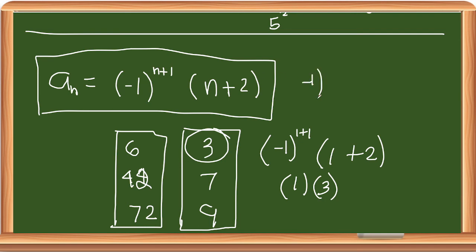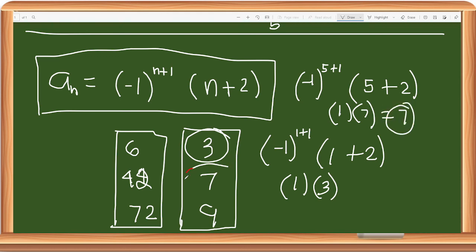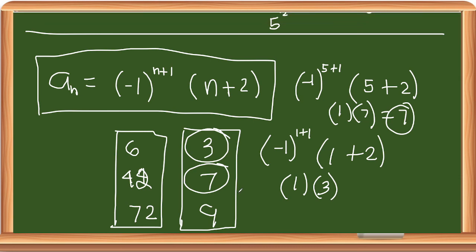Okay. Now for the fifth, we'll make n equal to 5. It becomes negative 1, and 5 is your n. So we have 5 plus 1, and then times, your n is 5 since it's the fifth term, plus 2. So what is 5 plus 1? That is 6, an even number. If it's an even number, it becomes positive. So it becomes positive 1 times 5 plus 2 is 7. That is why the answer is 7. So June is correct again. Okay, did you see it? I hope you realize, Jasmine, where you made a mistake.